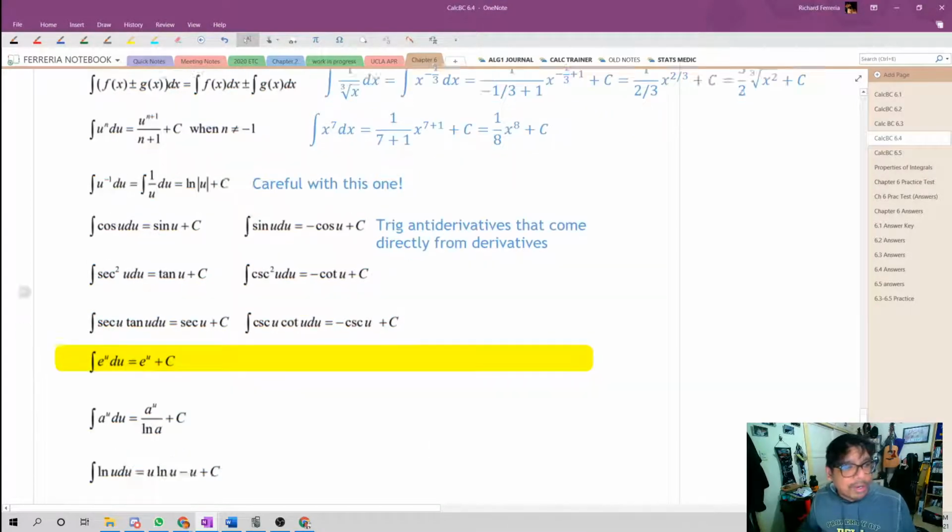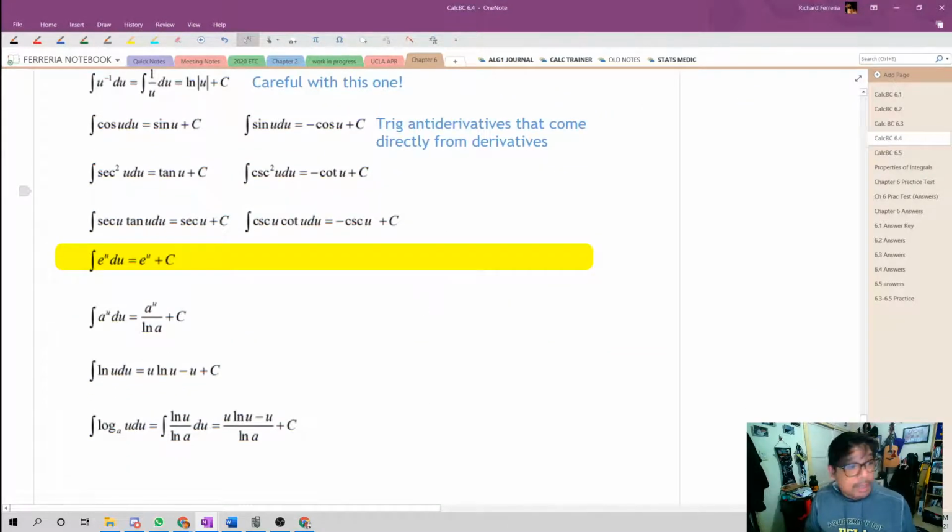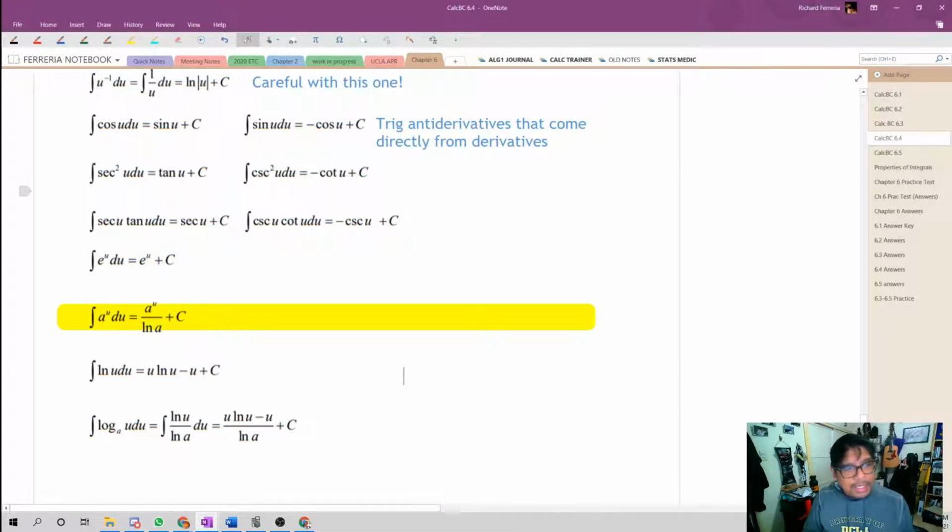The next one over here is the antiderivative of the exponential function e to the x power. And as expected, since the derivative of e to the x is e to the x, the antiderivative of e to the x is also e to the x. Here is the antiderivative for any exponential base function, a to the u. That's going to be a to the u divided by the natural log of a. That's a handy one to have.